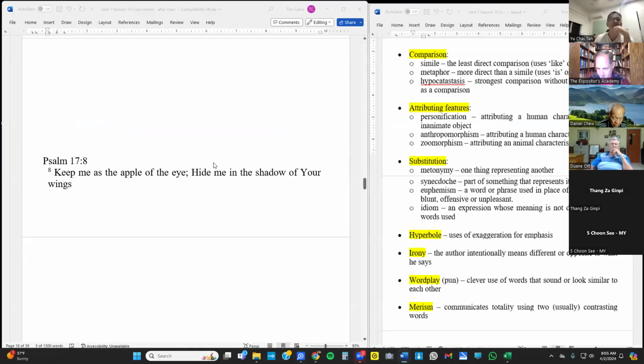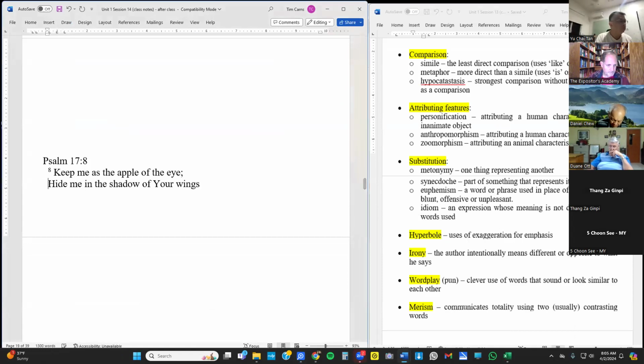Psalm 17. Keep me as the apple of the eye. Hide me in the shadow of your wings. Okay, keep me as, like. Okay, this is a simile. As the apple of the eye. There is a comparison here. Keep me as. So how to keep me?